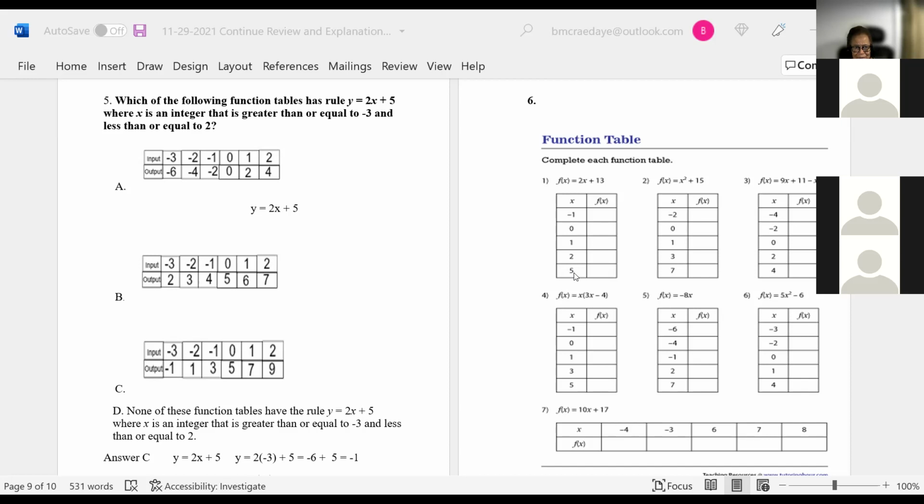2 times 5 is 10 and 13 is 23. That's it. You got it. That's how you finish the table.